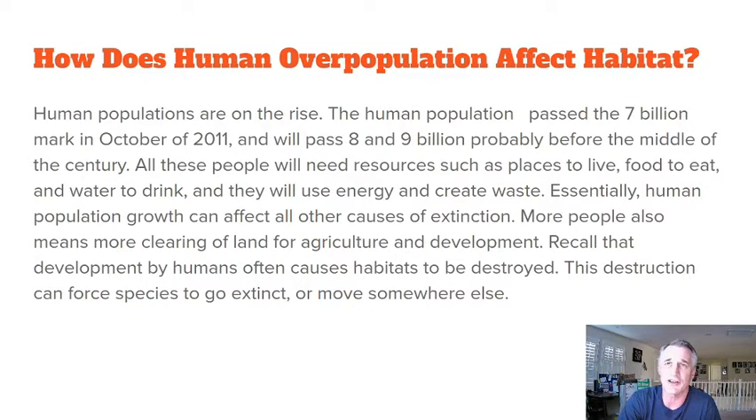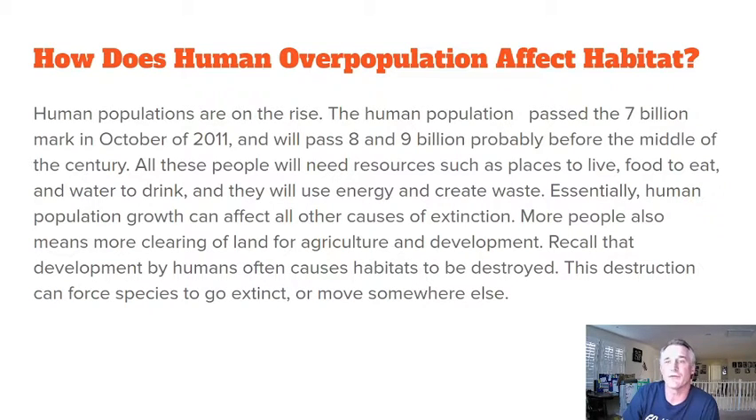It graphically shows how fast the human population is growing, especially recently. So I'll just give you the Cliff Notes version here as we go through it, but I encourage you to watch that video. The human population passed the 7 billion mark in October of 2011. That was 9 years ago. It will pass 8 to 9 billion probably before the middle of the century. That would be 2050. We're not too far off of that. And some scientists actually have this as high as 10 or 12 billion.